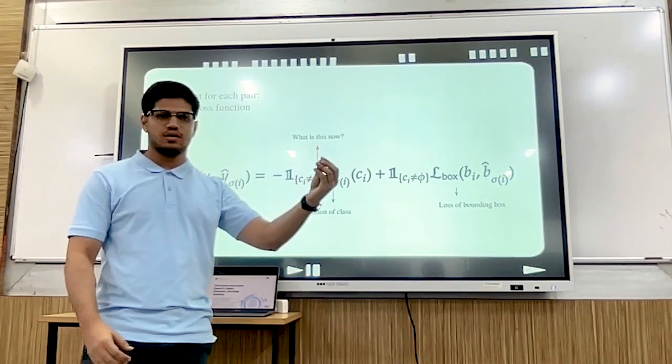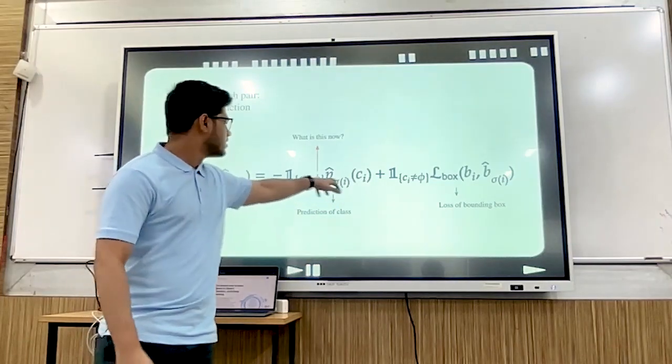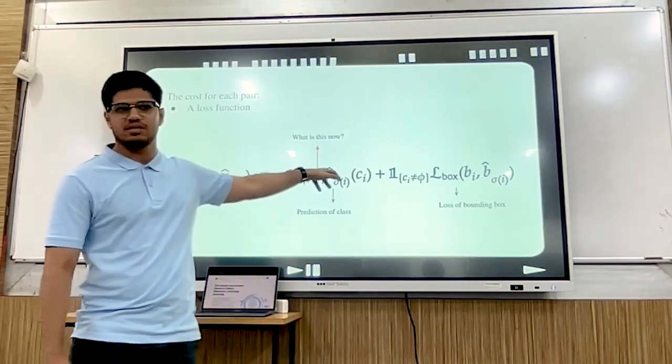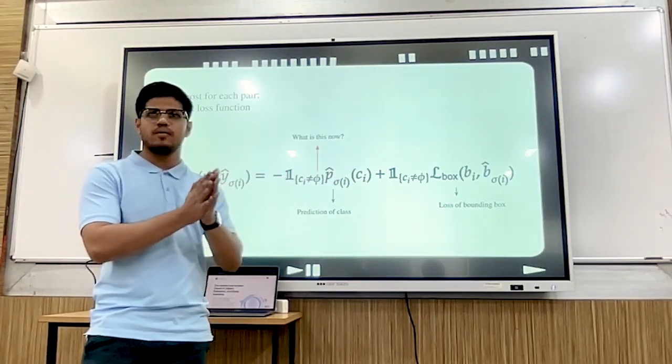Because your model needs to correct itself only when Ci equal to a class token happens. Ci equal to a class token doesn't happen, and that's when the class probability is being thrown.